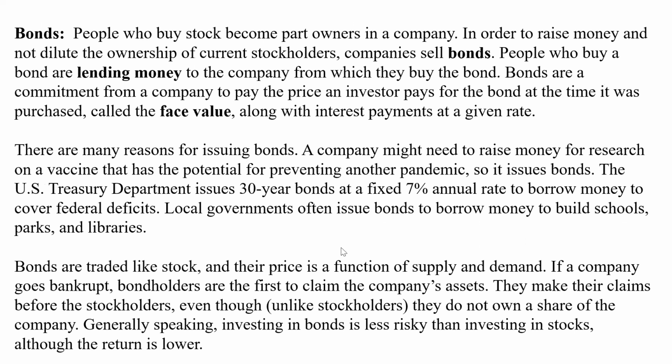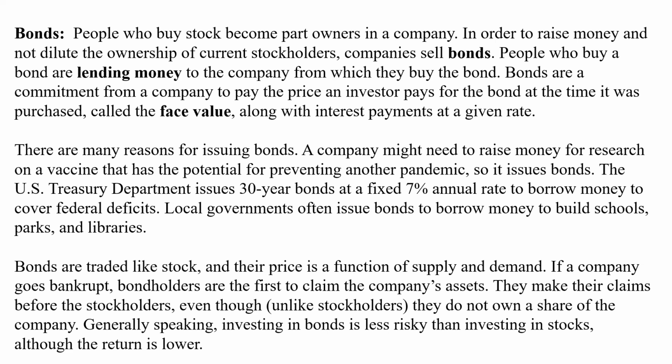Okay. We also have something called bonds. People who buy stock become part owners in the company. Now, in order to raise money and not dilute the ownership of current stockholders, some companies sometimes sell bonds instead. Now, people who buy a bond are actually lending money to the company they're buying the bond from. Bonds are a commitment from a company to pay back the price an investor pays for the bond at the time it was purchased, called the face value, along with interest payments at a given rate. So you might buy a $100 bond, and then they're going to give you a 7% return. So in X number of years, they'll pay you 7%, compounded however they decide.